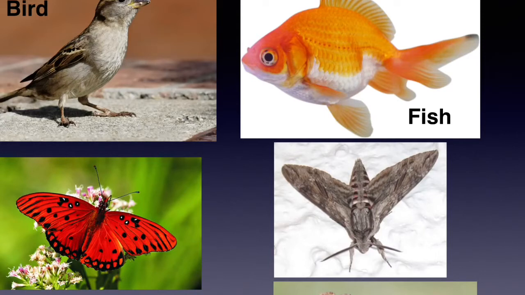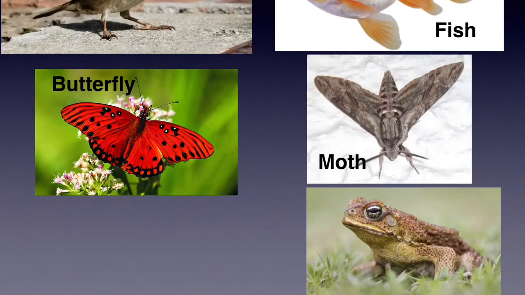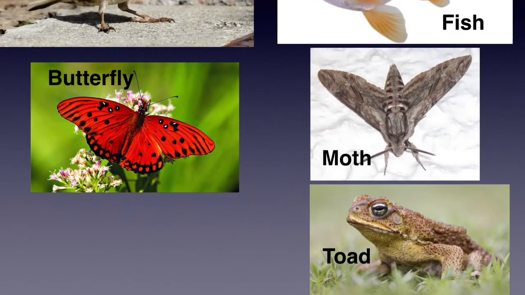Below the bird, we have a very colorful insect, very beautiful. What do we call that? That is a butterfly. And next to the butterfly, we have a similar insect, usually not quite as colorful as the butterfly. That is a moth. And just below the moth, hopping around on the ground there, be careful now, what is it? That is a toad.